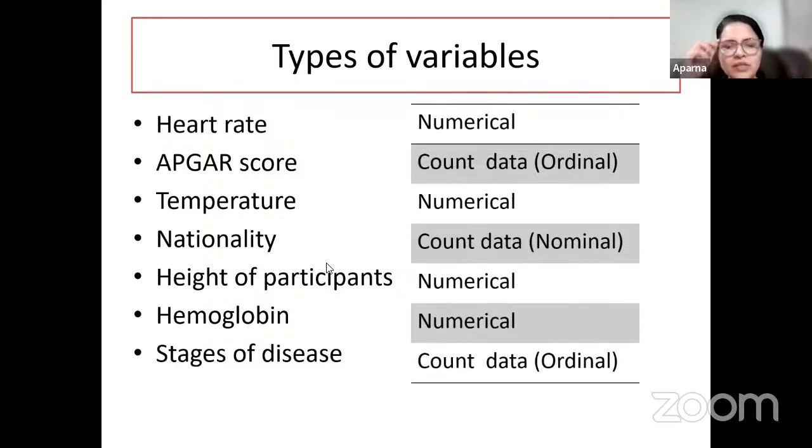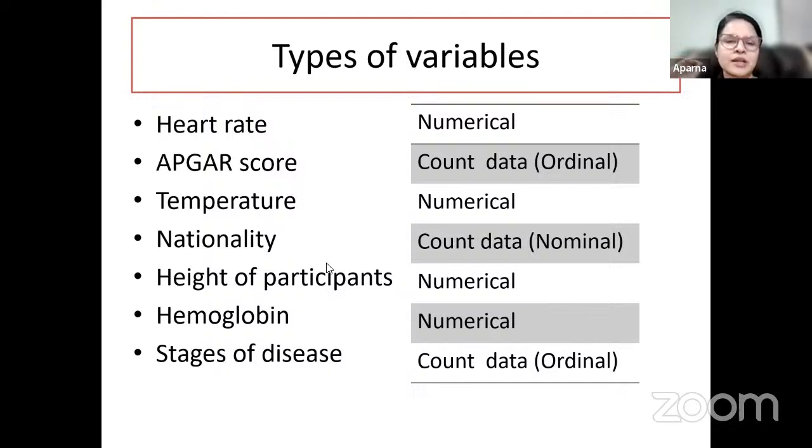Now heart rate is obviously a numerical variable. This is going to be a number. You cannot have a decimal point for this number. So heart rate can be either 145 or 155, or you may have 120, 100, but you're not going to have a decimal point. Now, what about Apgar score? Now, Apgar score, you're going to have a score like Apgar score of 5 or 6 or 7.